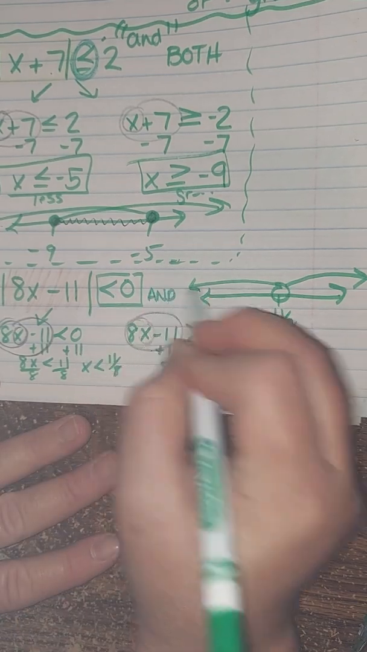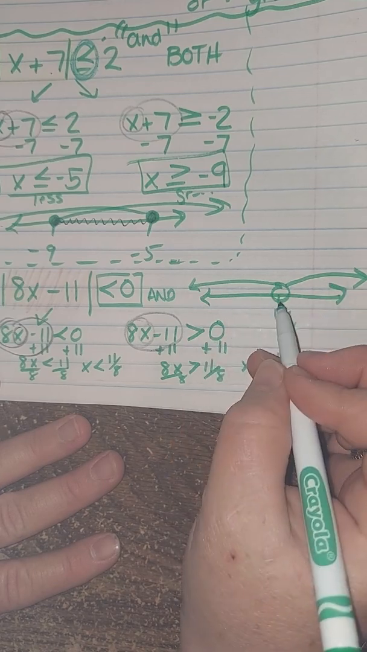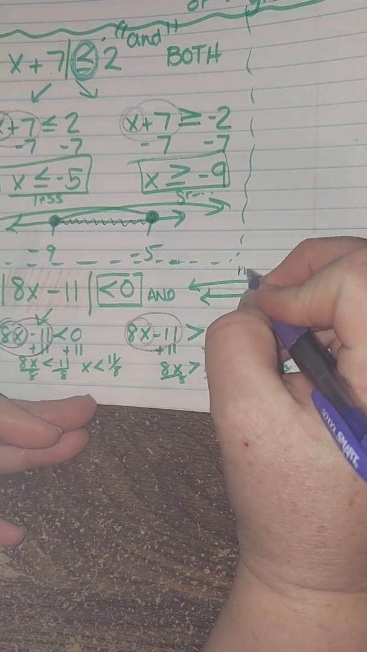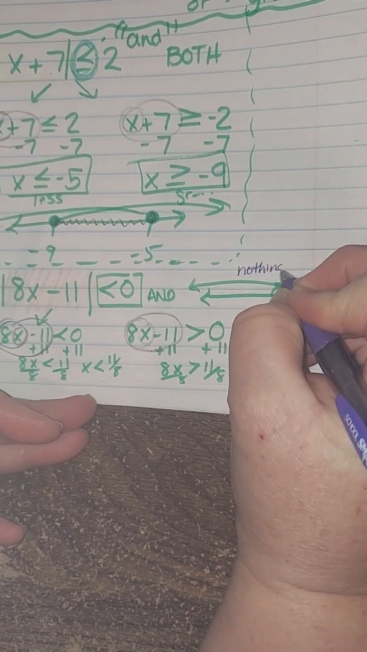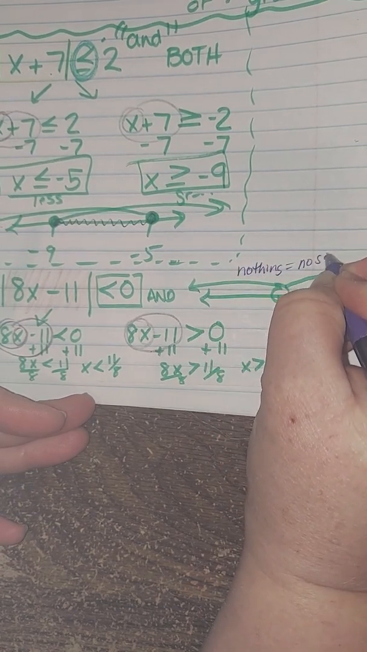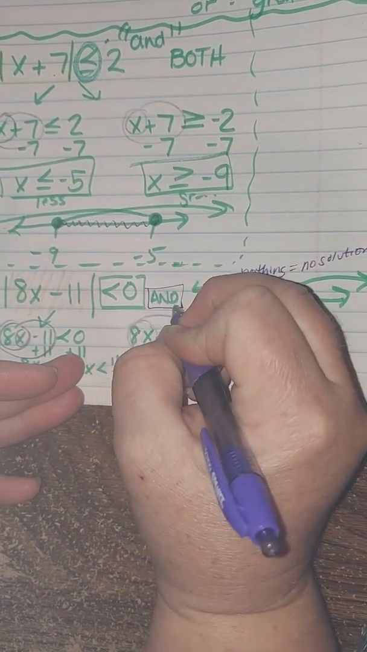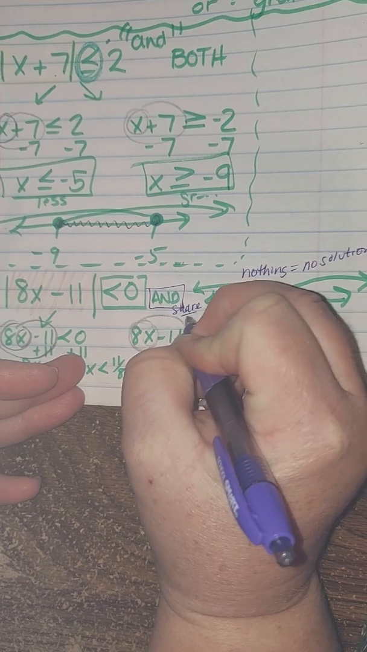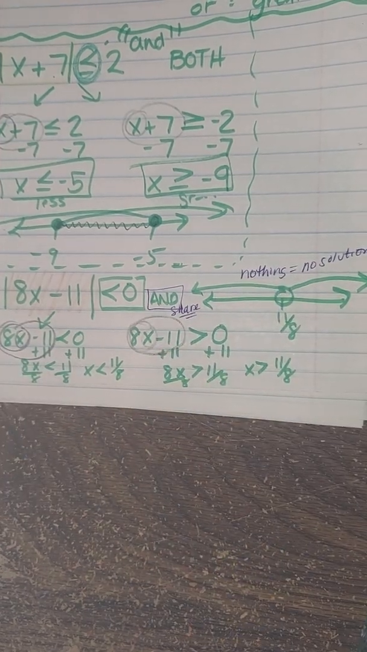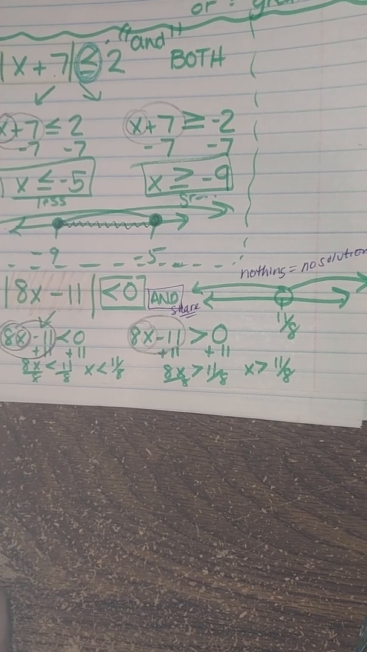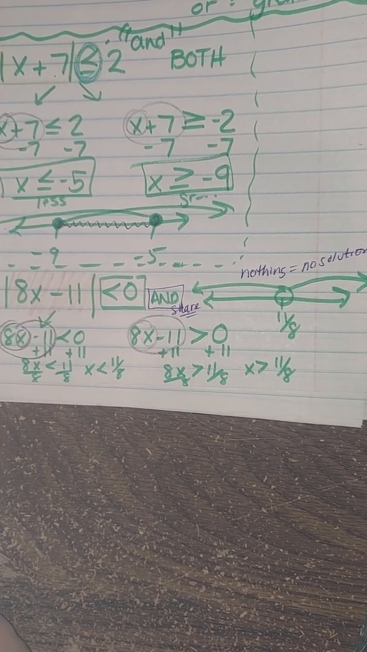So what do they share? What do they share? Ooh, nothing. This is a no solution. Because remember, an and statement is a sharing. You have to do both, okay? You have to wash the dishes and clean your bedroom before you can go to the movies, okay? So you have to do both.